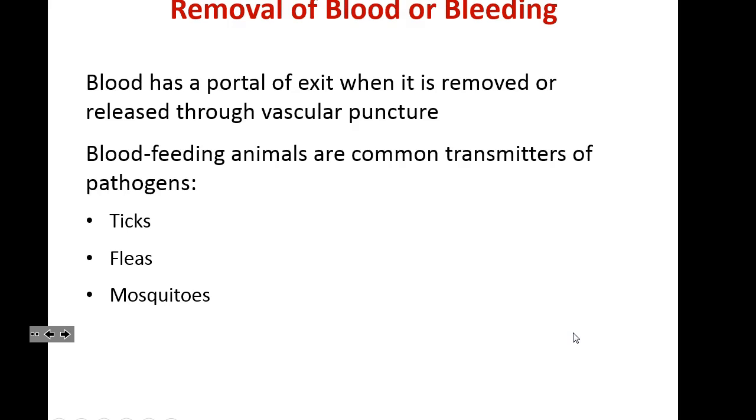Removal of blood or bleeding. Blood has a portal of exit when it is removed or released through vascular puncture. Blood-feeding animals are common transmitters of pathogens: ticks, fleas, mosquitoes.